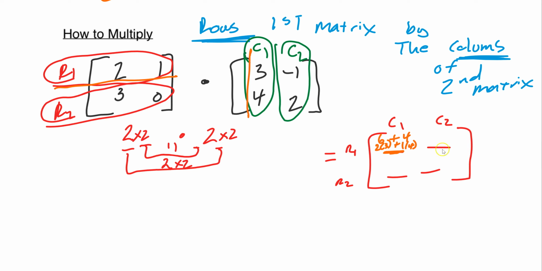Let's say I want this one right here. That's row 1, column 2. So we're going to multiply row 1 again by column 2. So multiply the first two. 2 times negative 1 is negative 2. Plus multiply the other two. 1 times 2 is 2.